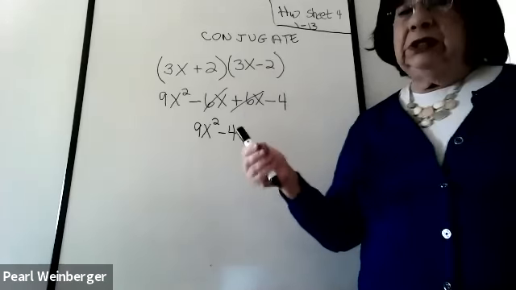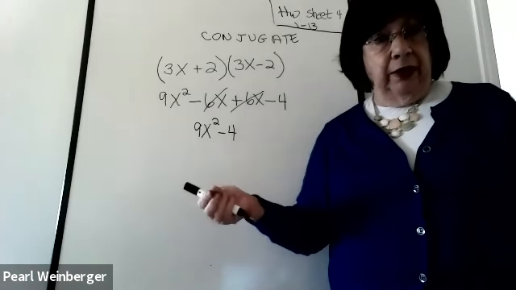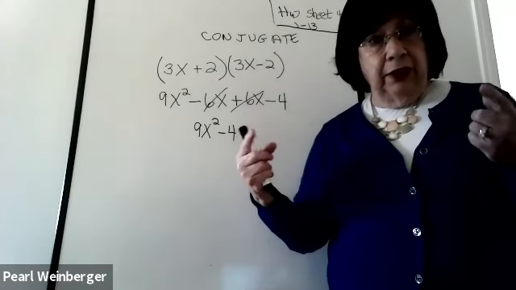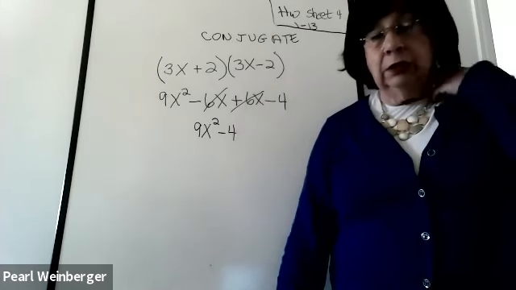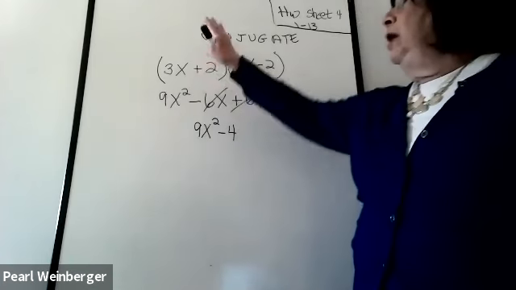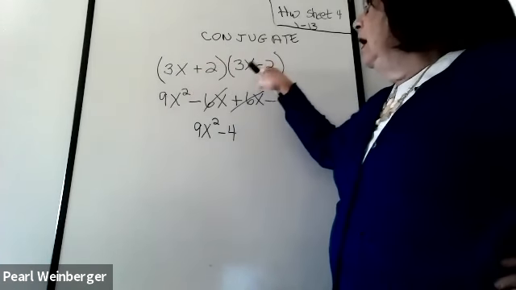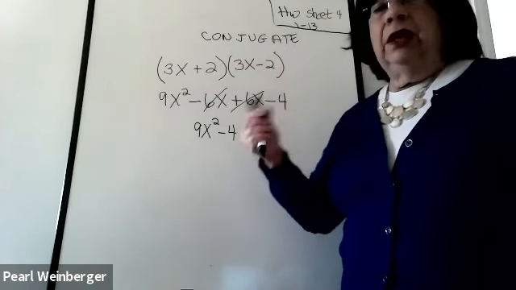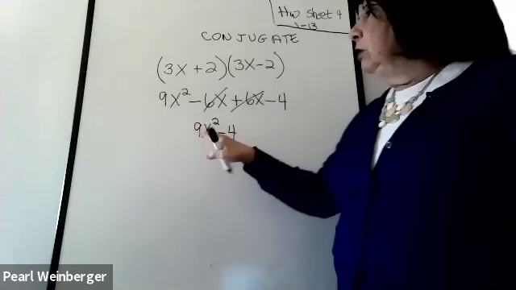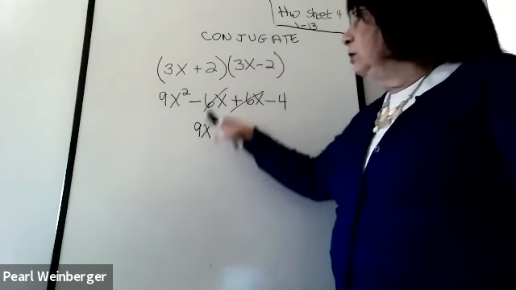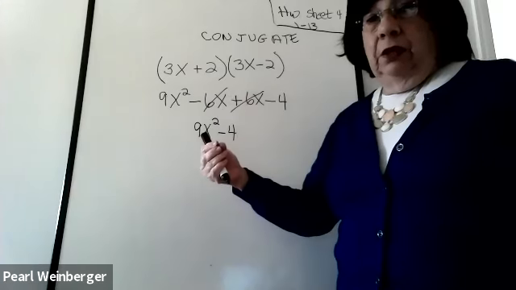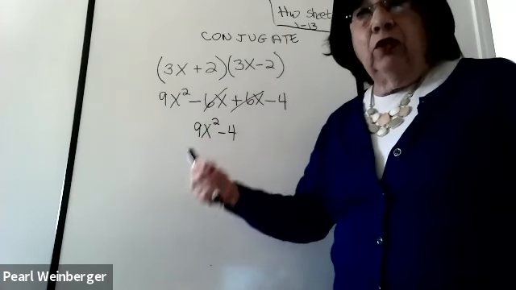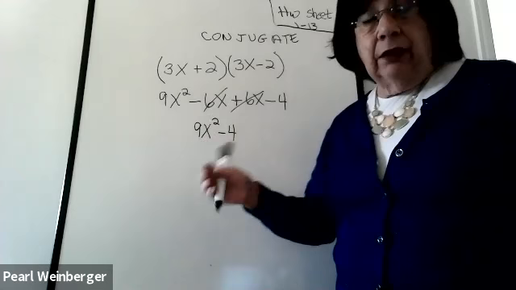We're used to seeing multiplying of binomials. If you multiply two binomials, you really usually expect to see a trinomial as your answer. But when you are multiplying conjugate binomials, your answer will not be a trinomial, your answer will be a binomial, because your two middle terms, the inner and the outer, are going to cancel each other out.